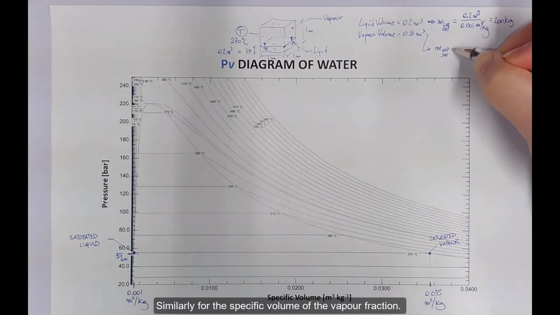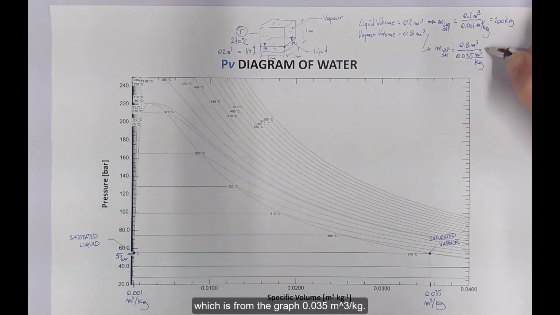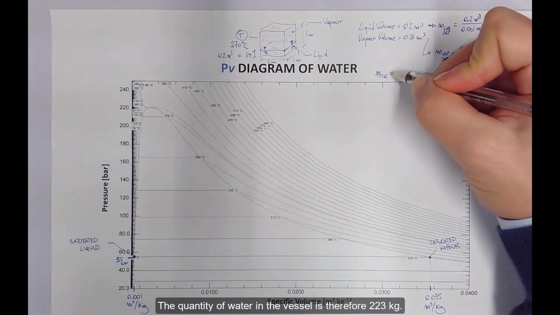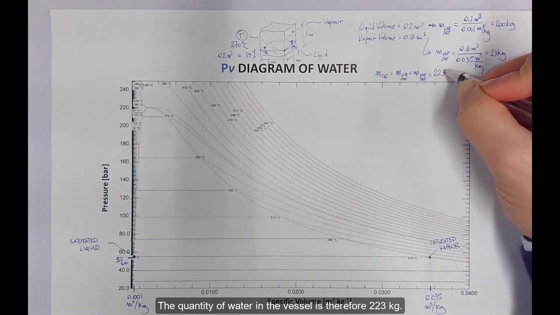Similarly, for the specific volume of the vapor fraction, it is the specific volume of the saturated vapor, which is from the graph 0.035 cubic meter per kilogram. This gives 0.8 cubic meter over 0.035 cubic meter per kilogram, 23 kilograms of saturated water vapor. The quantity of water in the vessel is therefore 223 kilograms.